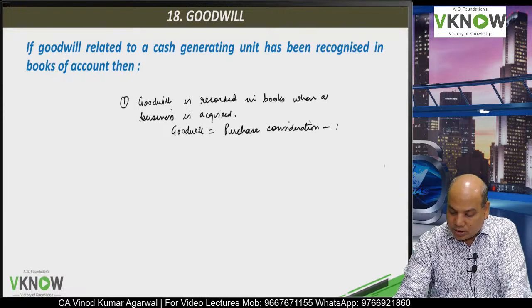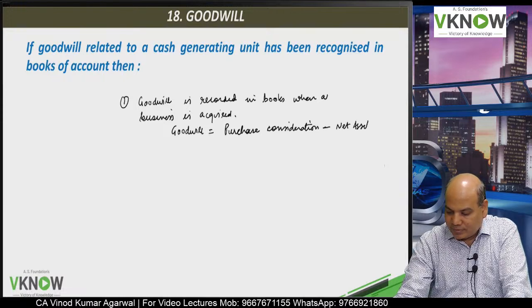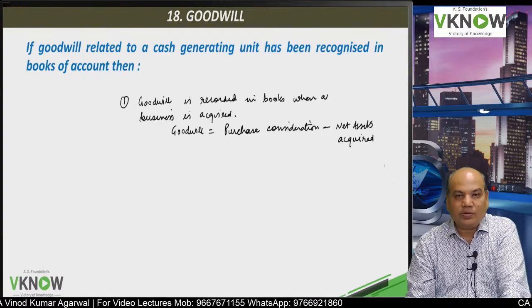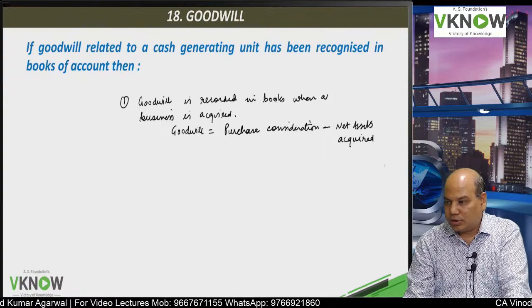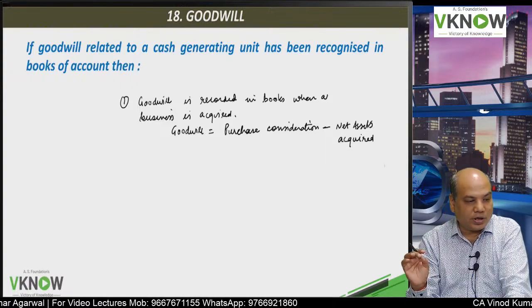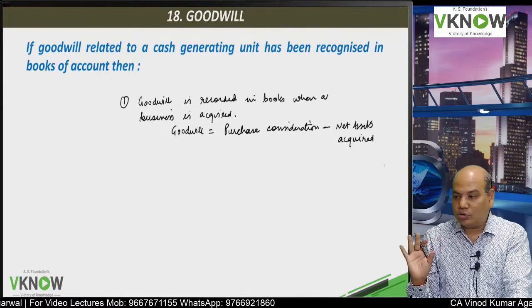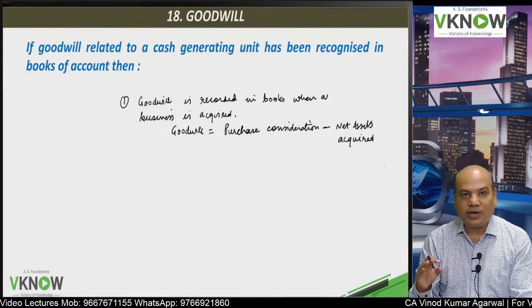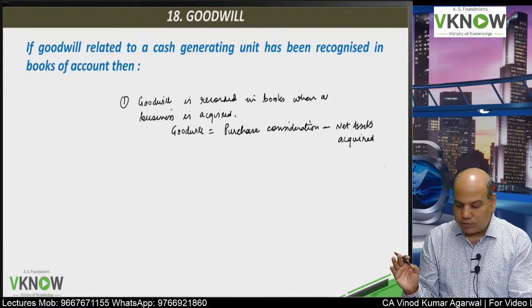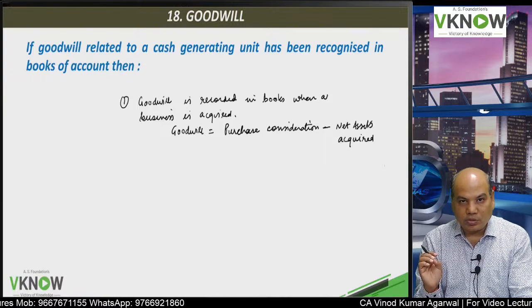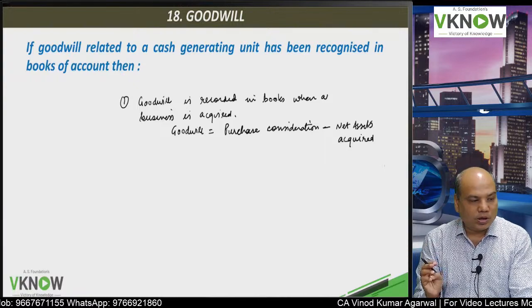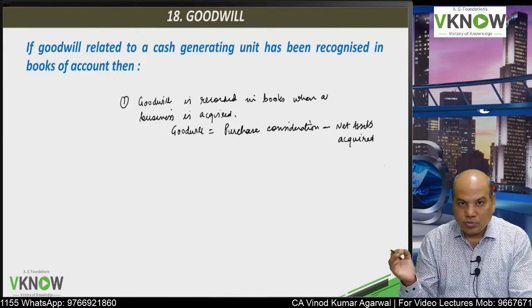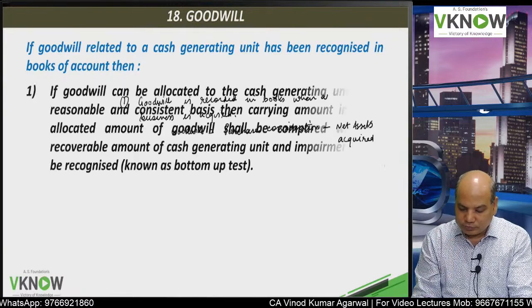Purchase consideration minus net asset acquired. That is how goodwill is created in the book. Okay. If there is self-generated goodwill, it doesn't appear in the book. So no question of impairment of goodwill. Our topic is how to provide for impairment of goodwill. So first, goodwill should appear in the books. Goodwill will appear in the book if you have acquired a business and your purchase consideration paid is more than the net asset acquired.